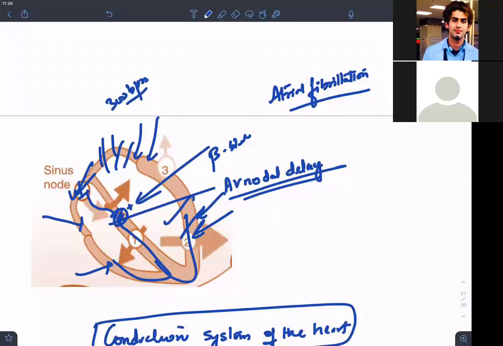If I block the AV nodal region, the fibrillations from the atria will not go to the ventricle, and the ventricle will not be able to get excited. So I will be controlling the ventricular fibrillation also. Are we clear? So this is the beauty of this AV nodal delay, helping us in preventing the impulse going to the ventricle.